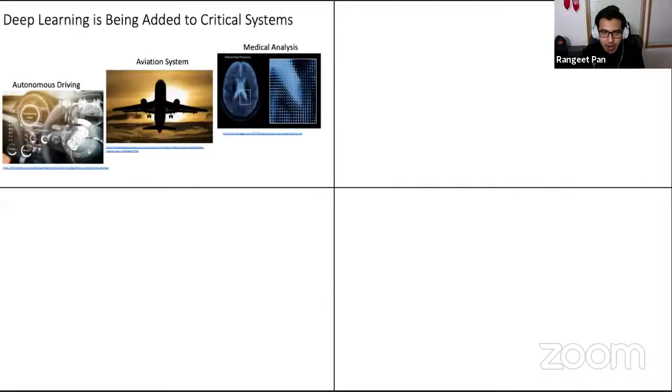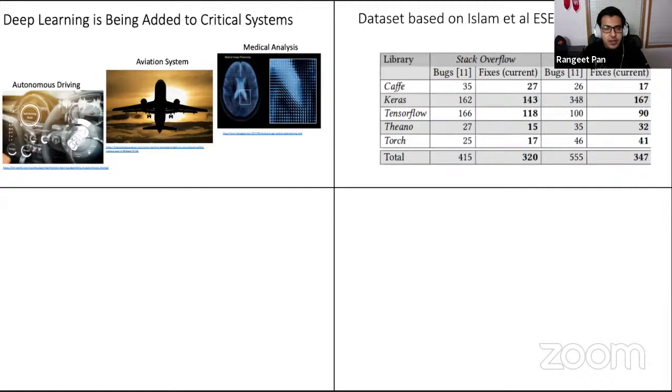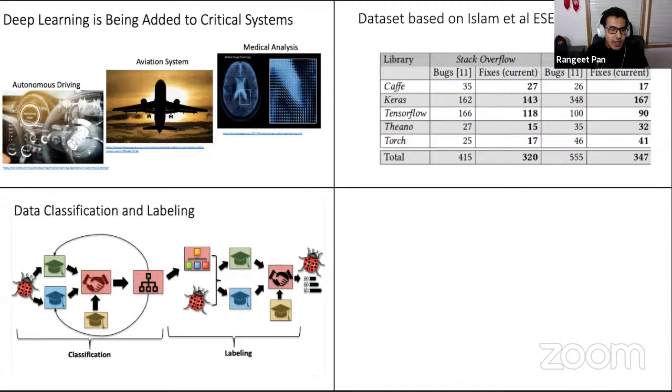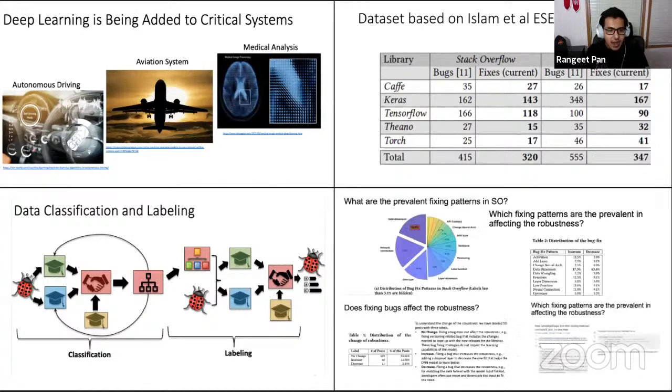So to the end, we have discussed why a deep neural network study is needed. Then we discussed our data set and how we classify the bug fixing, and then finally our key findings.